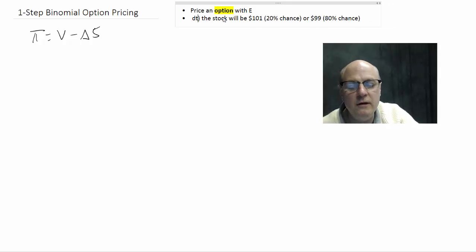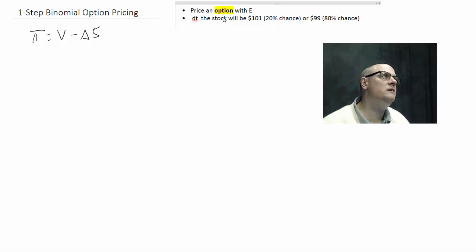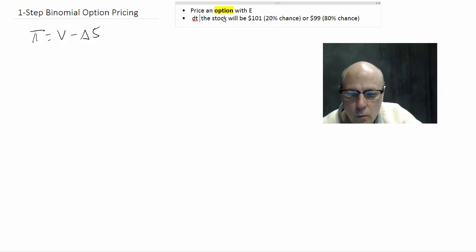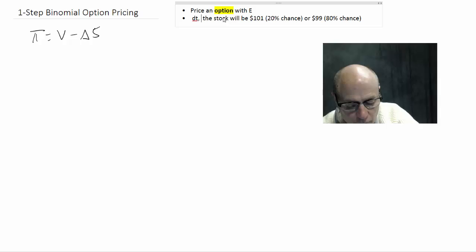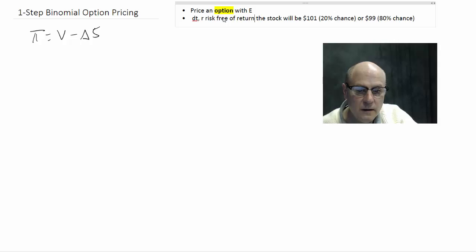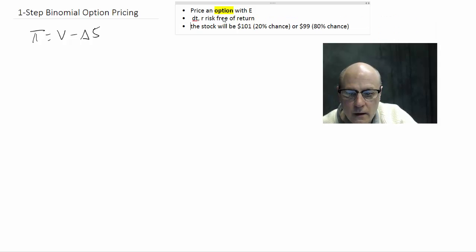So we're trying to keep everything very general. If the time step's a month, then dt is 1 over 12. If the time step is a day, then dt is, the book uses 1 over 252 because there's 252 trading days. We can work with that, dt time step. We also, since we're going to think about the time value of money, have the risk-free rate of return, R.